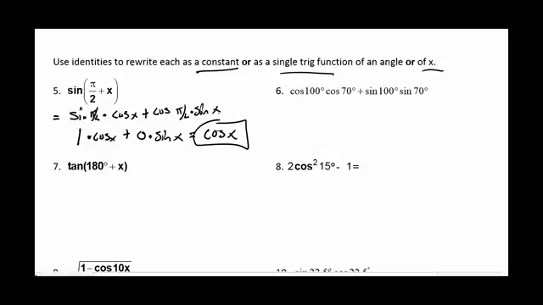Number 6, we're asked, again, the same thing, asked to identify what we're looking at. Well, that would be difference of cosine. So 100 minus 70. And so that's cosine of 30 degrees. So cosine of 30 is square root 3 over 2.